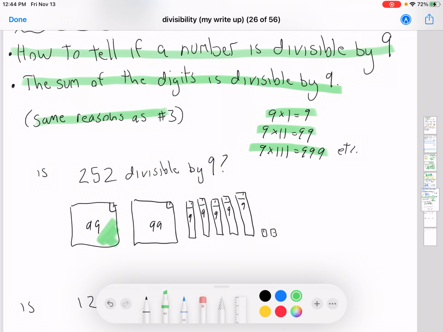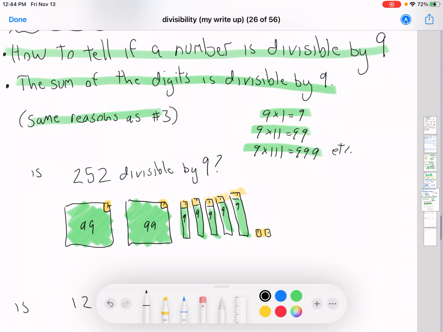So I already know that this stuff is divisible by 9, and this stuff is divisible by 9, and all of this stuff is divisible by 9. So really, I just got to check, is the last little bit still divisible by 9? So we take the 2 plus the 5 plus the 2, and that equals 9. And 9 is divisible by 9, so yes. It doesn't necessarily tell us what the answer is. It doesn't say what we get when we divide 252 by 9, but we do know that it is divisible by 9.